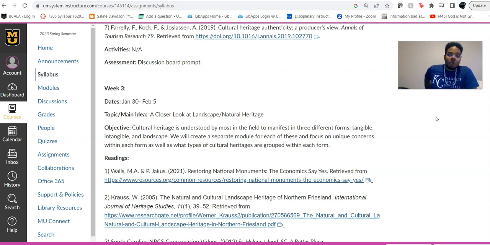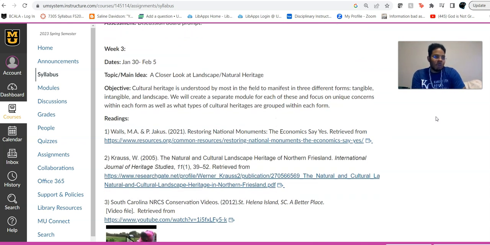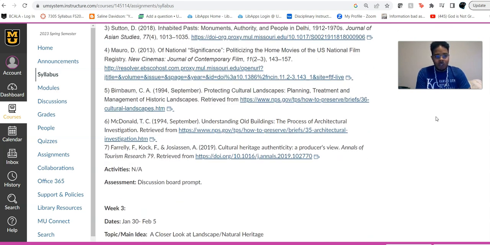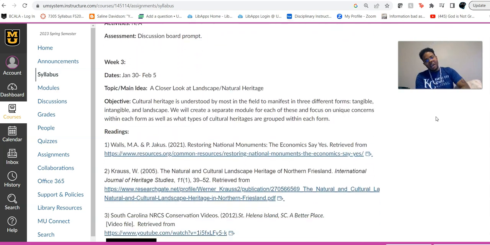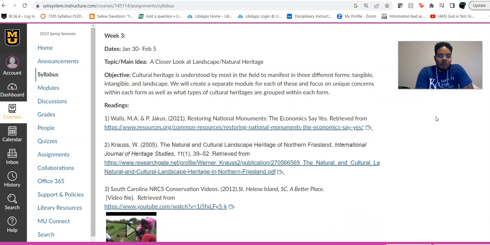Tangible heritage, intangible heritage, and then landscape and natural heritage. Landscape and natural heritage used to be the one that I did last. However, I moved that up to be the first of the three that we discussed, so we discuss it in week 3. The reason is that the content is pretty heavy in weeks 1 and 2, so we come back and have a bit of a lighter topic in week 3.